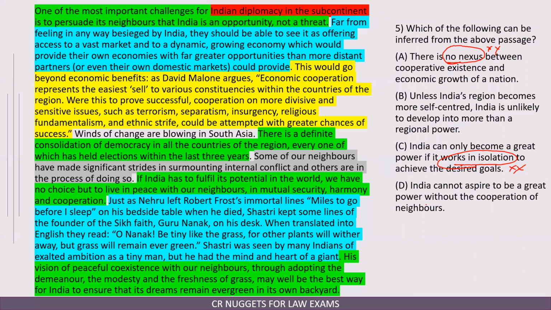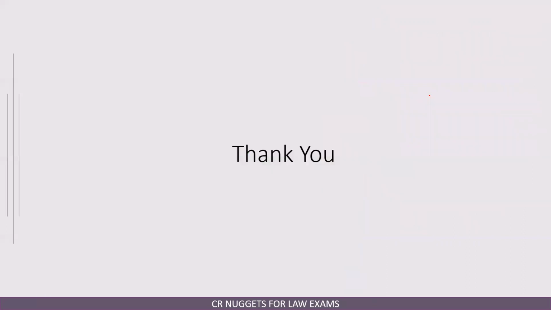India cannot aspire to be great power without the cooperation of neighbors. This is what the answer is. Because it is mentioned, if India has to fulfill its potential, we need to live with the neighbors. What was B? Unless India's region becomes more self-centered. Again, opposite of what is being mentioned. Author is saying that India should not be self-centered. So answer is option number D.